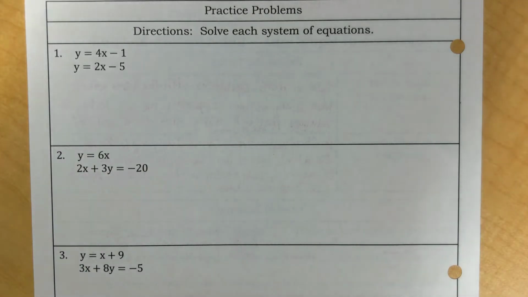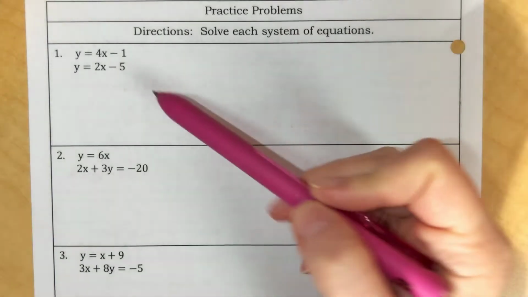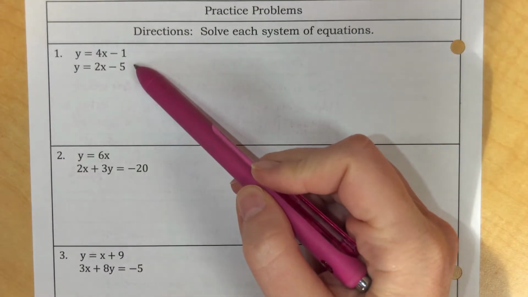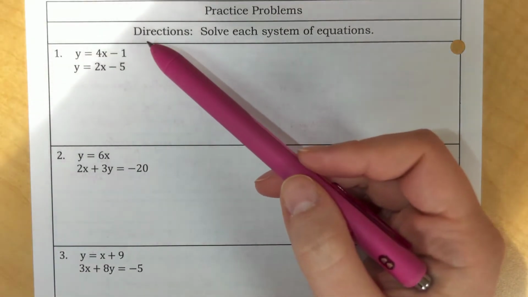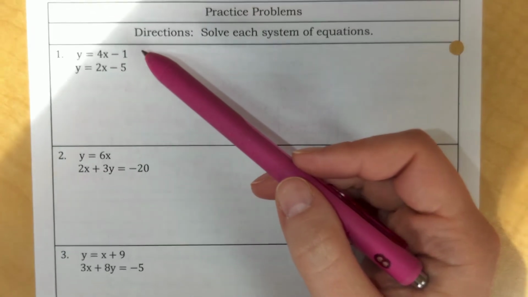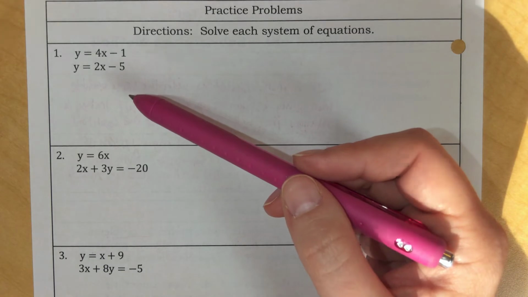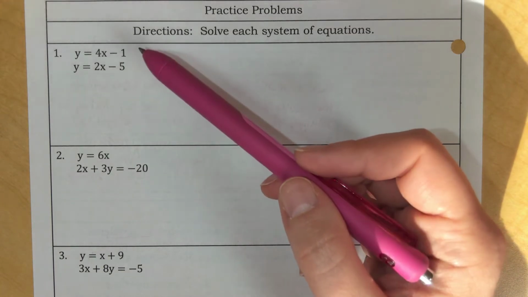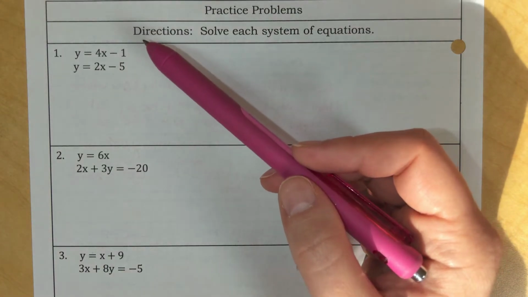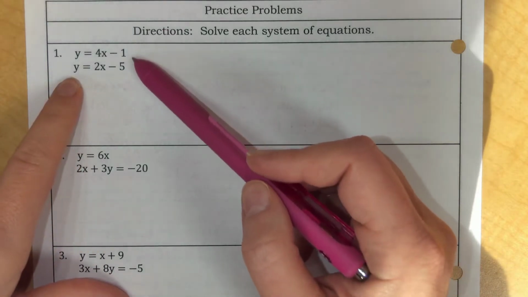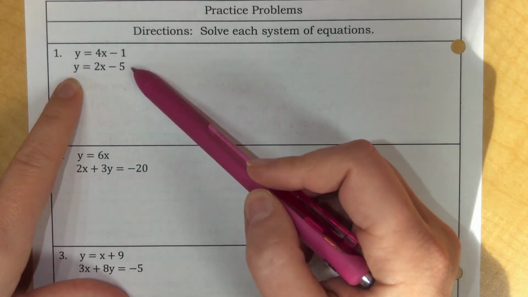Okay, so next set of practice problems, we're asked to solve each system of equations, and notice that I have two equations here. Remember that in your directions or in your notes on the front side, we have 3 steps to solving a substitution method. The first step is to rearrange one equation to isolate a variable.